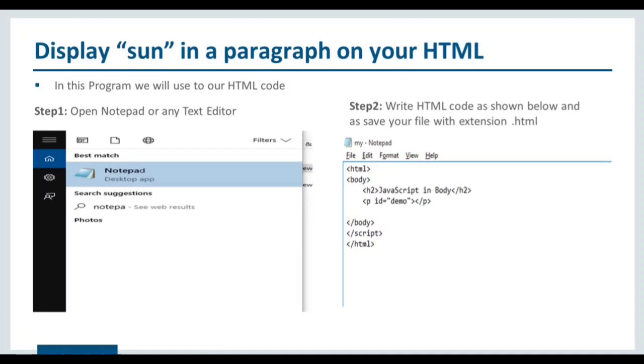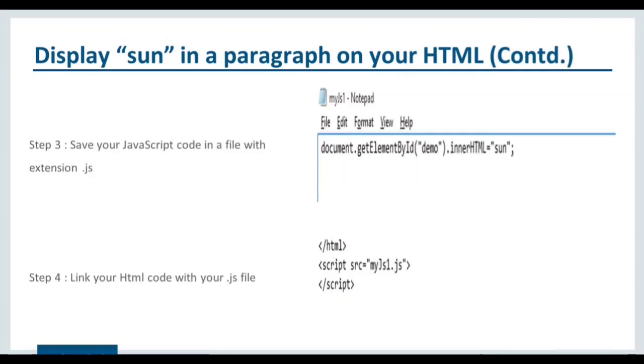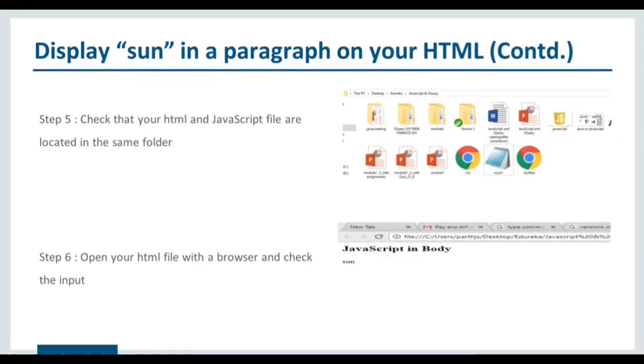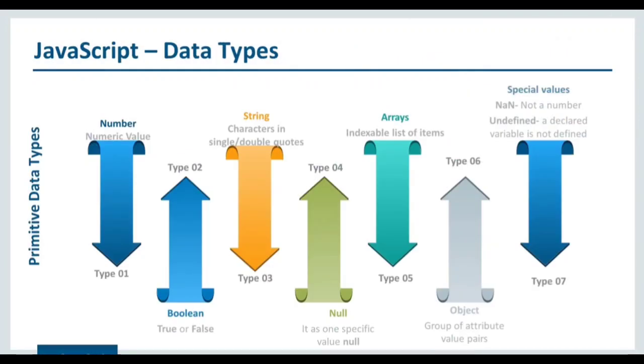The name of the example is display sign in a paragraph on your HTML. To do so, what are the steps? You have to open up your notepad file, write an HTML code, and make sure that you save your file with the extension .html or .htm. Create one more file called a JavaScript file, save it with the extension .js, and link it in your HTML code. To link, use the attribute src in the script tag. Check that your HTML and JavaScript file are located in the same folder, as you have just mentioned the name of the JavaScript file. Now open up your HTML file with a browser and check the output that you have created.